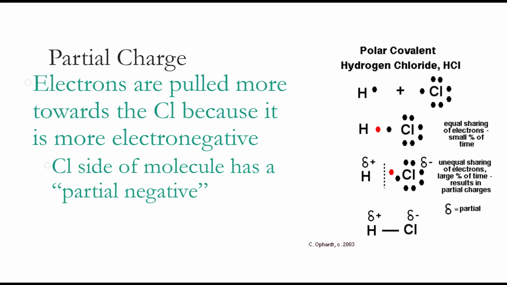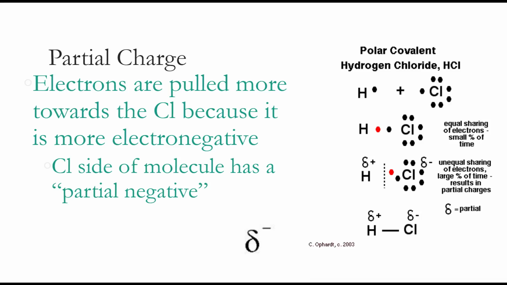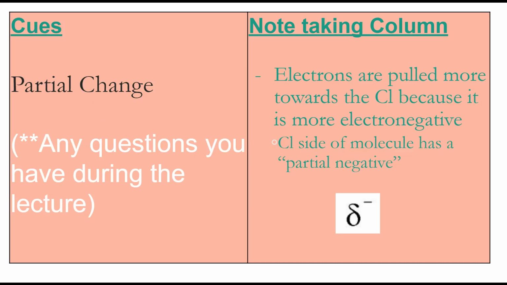Now, what results when those electrons are being pulled ever so slightly towards one of the atoms is a partial charge. In this case with hydrogen chloride, the chlorine is pulling the electrons a little bit further towards its side. And remember, electrons are negatively charged. So if they're pulled further towards the chlorine side, that means the chlorine side is going to have a partial negative. We signify it with this funny symbol, like an almost infinity sign, which literally just means partial. So here's what you need to write for that slide.